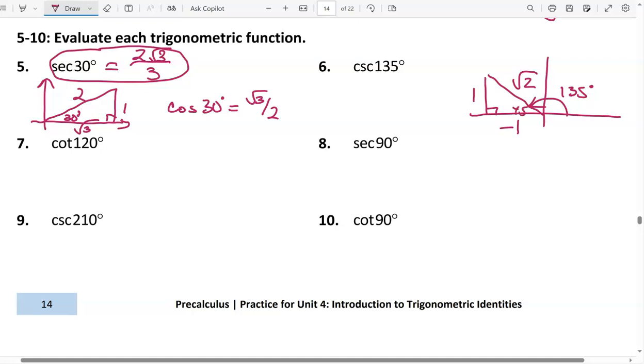And so cosecant is the reciprocal to sine. So from my picture, sine of 135 is the opposite side over the hypotenuse. I'll take the reciprocal of it to find the value of cosecant of 135. So cosecant of 135 is the square root of 2.